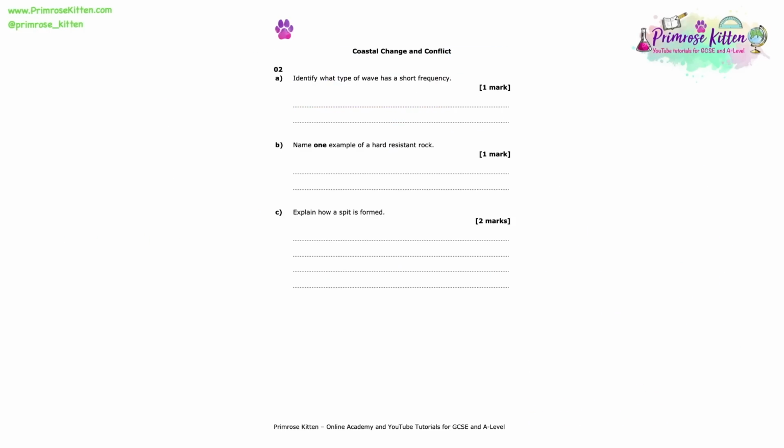Question 2, Part A. Identify what type of wave has a short frequency for 1 mark. The correct answer here is constructive. This will be sufficient to get you the mark. Part B. Name one example of a hard resistant rock for 1 mark. The correct answer here would either be chalk or limestone. This again is sufficient to get you the mark.